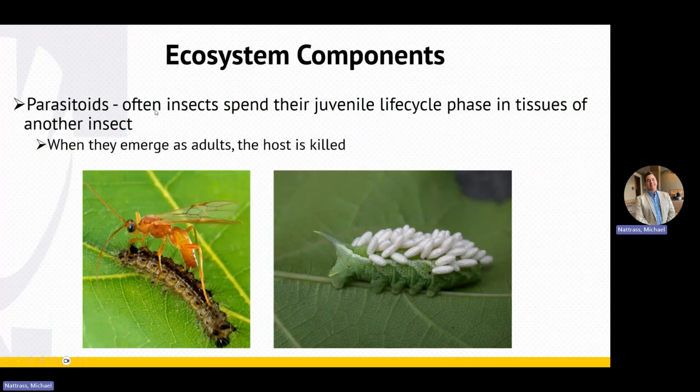We have parasitoids, and these are those beneficial insects. For example, on the left we have this wasp that is going to put its eggs inside of this worm, and when those larvae, the babies, hatch, they will essentially eat that worm as their energy source. Here you can see that we've got these eggs on top of this other worm that eventually are just going to eat that away.